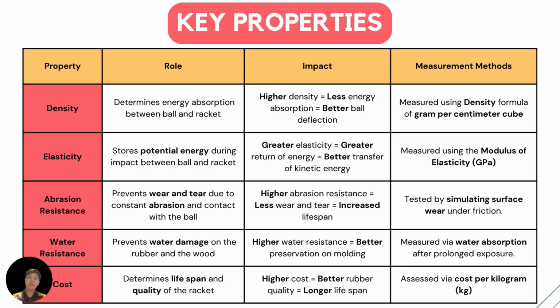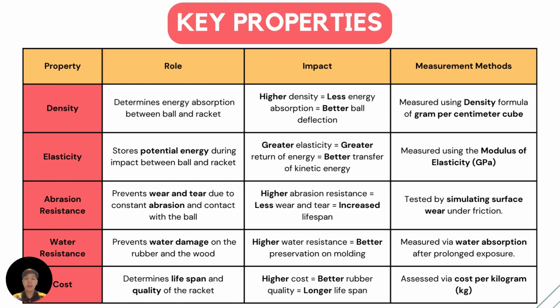Now that we know the history and components of a table tennis racket, let's move on by looking at the key properties that make a racket truly high performing. There are 5 main properties we need to consider when selecting the best material, which are density, elasticity, abrasion resistance, water resistance, and cost. First up, density.